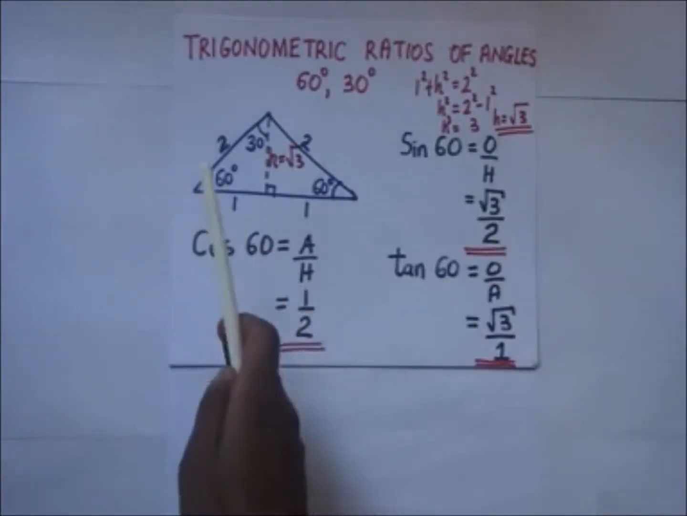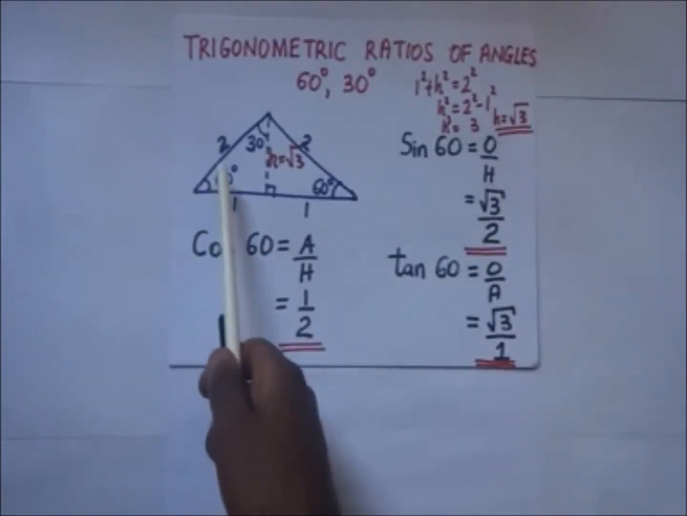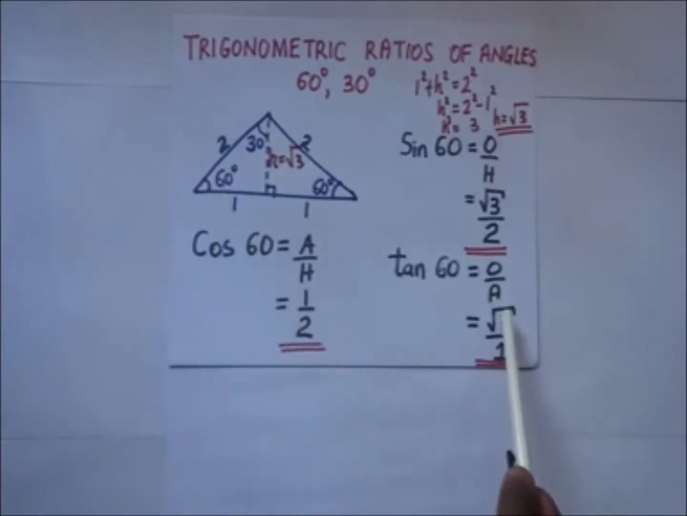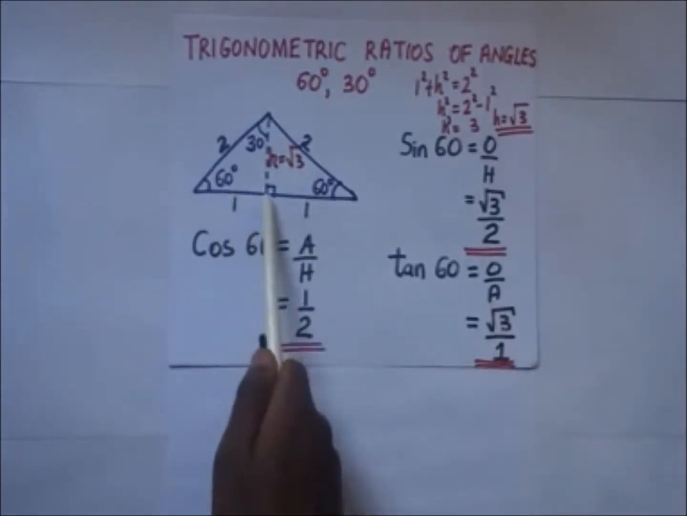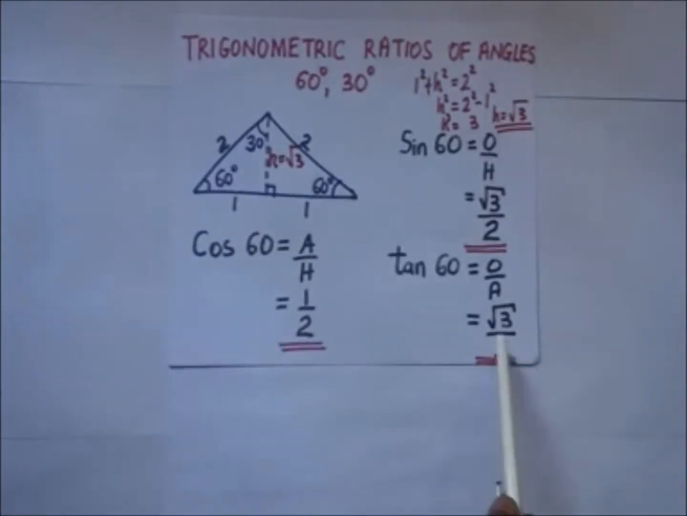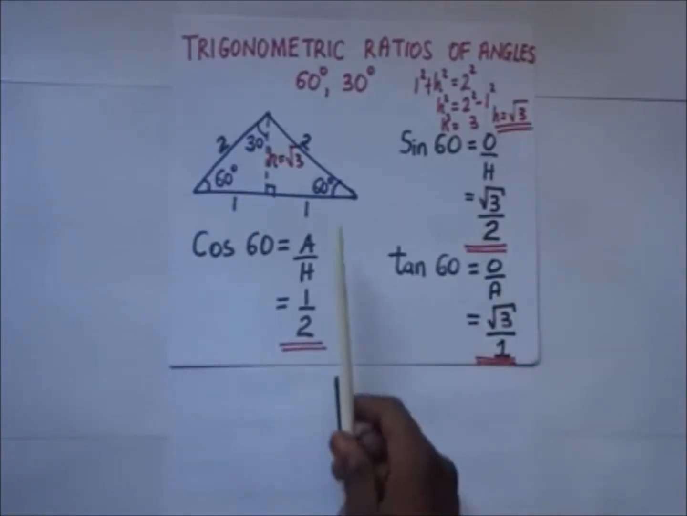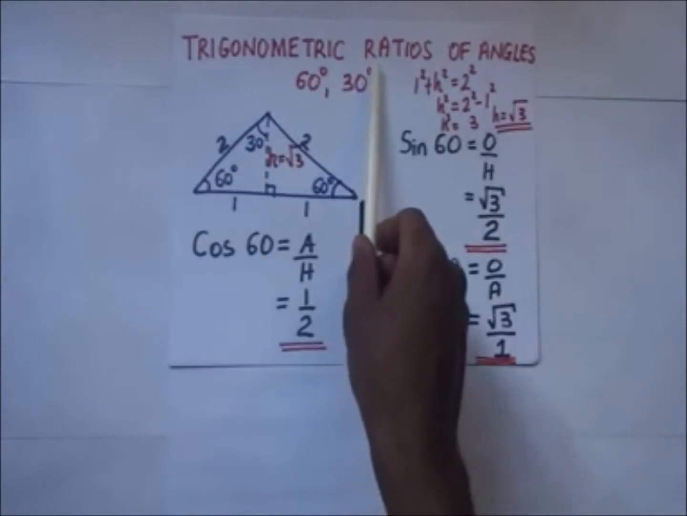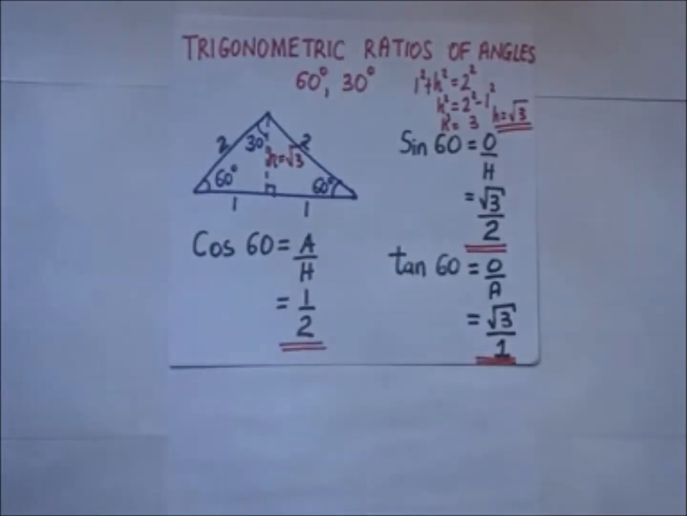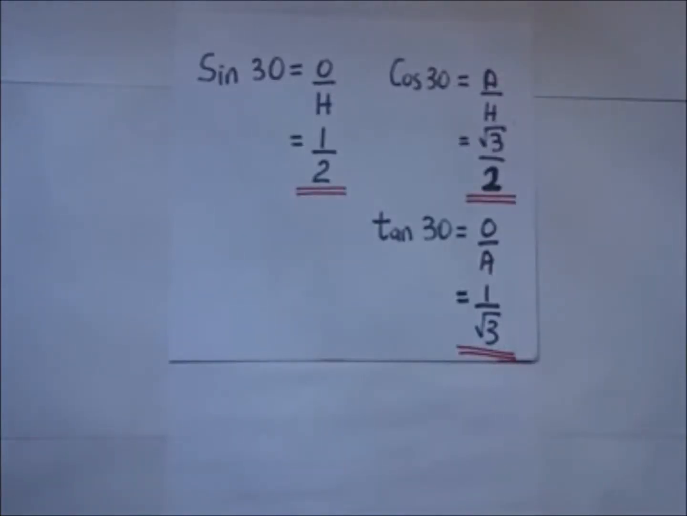So it's the same with the tangent. Tan of 60 is going to be opposite, which is root of 3, over adjacent. The adjacent is 1. And these are the trigonometrical ratios for angle 60. So let's go to the trig ratios of angles of 30 degrees. We are still going to follow that same triangle.